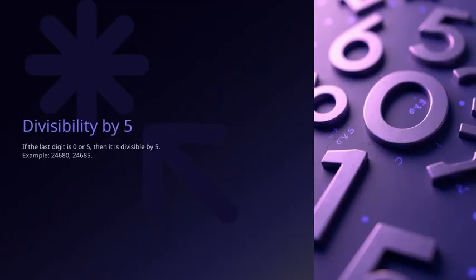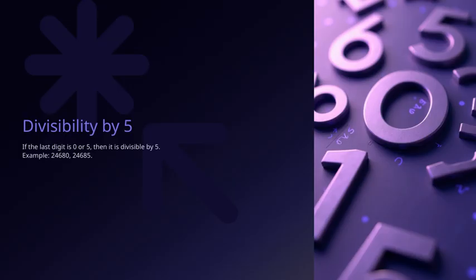Now, let's talk about divisibility by 5. The key idea here is that if the last digit of a number is either 0 or 5, then that number is divisible by 5. For example, take the numbers 24,680 and 24,685. Notice how in both cases, the last digit is either 0 or 5, which means these numbers are divisible by 5. This rule is really useful because it lets us quickly identify whether a number can be divided evenly by 5 without having to do the actual division.